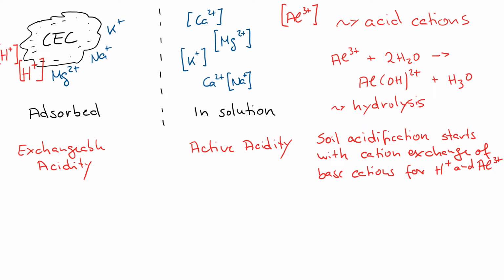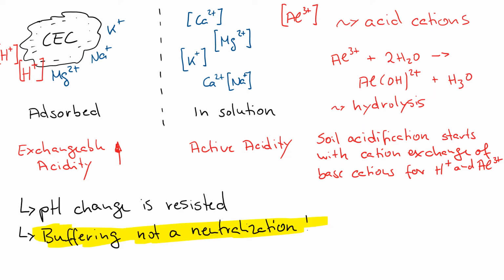Anyways, what we've learned here is that there actually is a mechanism by which, if we add acid cations to solution, they get taken out of solution and adsorbed on these CEC sites. So the active acidity in the end did not change at all, but the exchangeable acidity increased because we added the protons there. So the pH change is resisted because we have cation exchange sites. And we call this the buffering capacity.